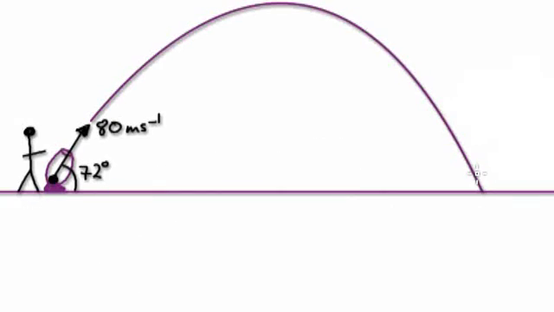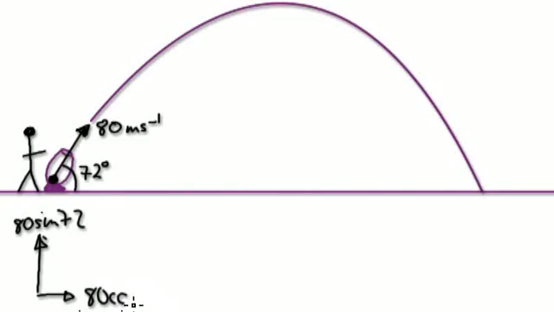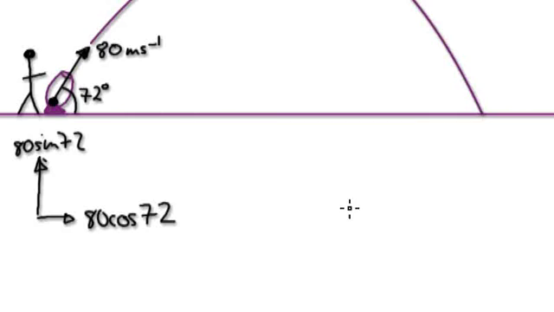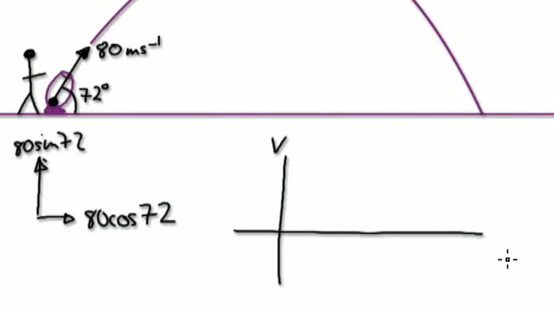Okay, so let's try and do this here. So at the moment, break this diagonal thing up. So hang on, this here would be what was it? 80 sine 72. This here would be 80 cos 72. And then immediately jump to your velocity time graph. Hang on. So it will look like this.